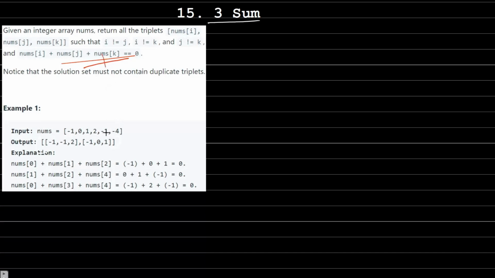We have to find all the triplets for which, if we add all the numbers, the sum is equal to 0 and all the numbers should be unique. So if we are using this minus 1, then we are not using the same minus 1 for the second time. For the second time we can use another minus 1. That is okay, but we can't use the same minus 1 two times. All the indexes should be unique, that is what is mentioned here: i should not be equal to j, i should not be equal to k, and j should not be equal to k.